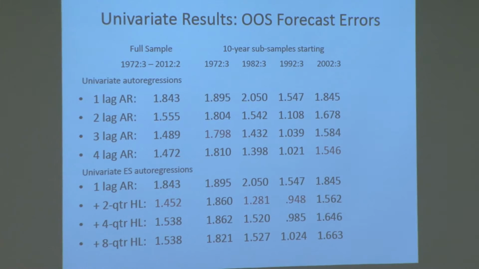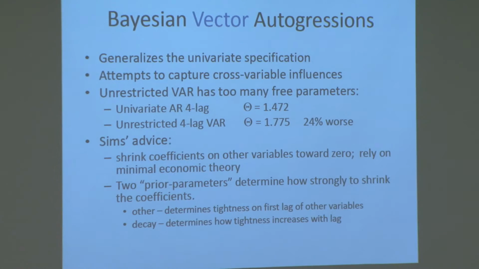And what I found is, well, the 2-quarter half-life does significantly better. In fact, it does better than any of the simple regressions on past lags, a little bit better than the 4-lag autoregression. But then when you add a 4-quarter and 8-quarter, those don't help. In fact, out of sample, they make things a little bit worse. So now I've got these 2 univariate models, and I'm going to see what happens if we try and allow cross-equation information to come in.